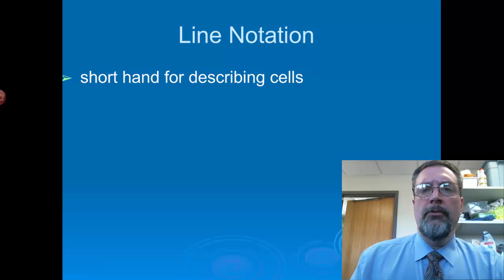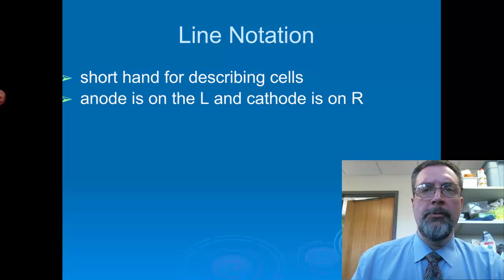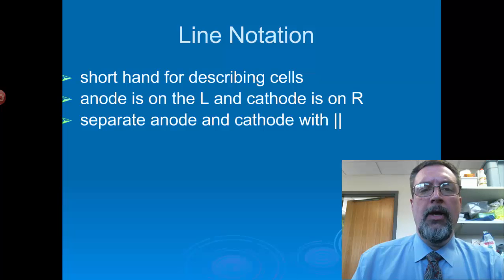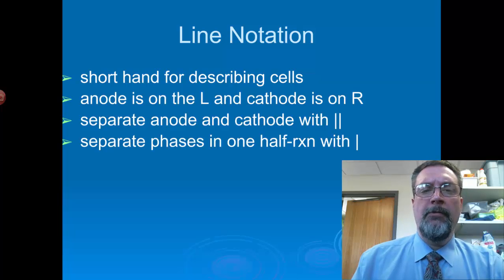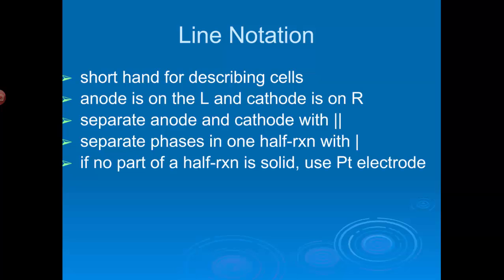Instead of drawing the beakers out and labeling everything, I can also write what's called line notation, which is a very short way of describing a whole cell. We always put the anode on the left and the cathode on the right. We separate the anode and cathode information with a double vertical line. We separate phases in a half reaction. So if you have a solid metal in a solution, for example, we separate those two phases with a single vertical line.